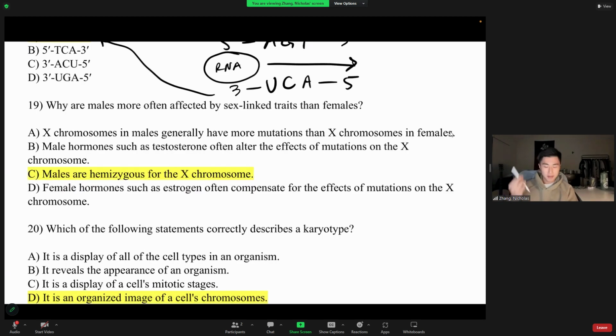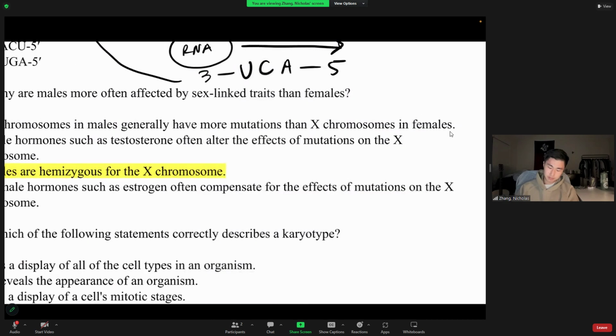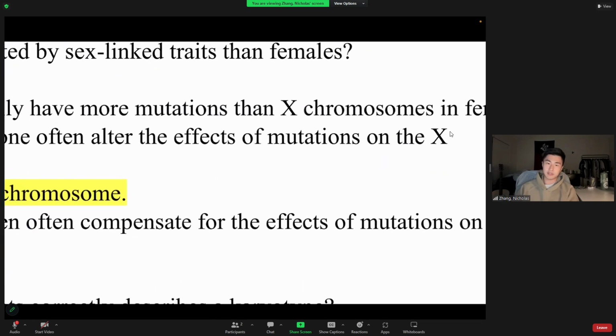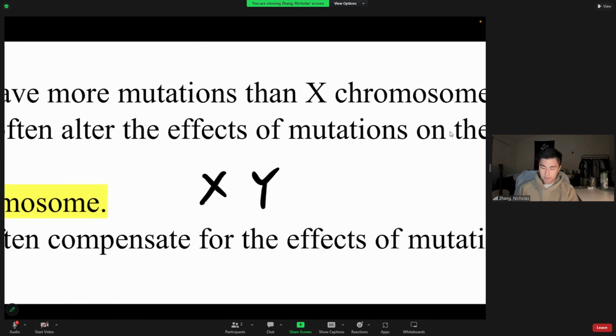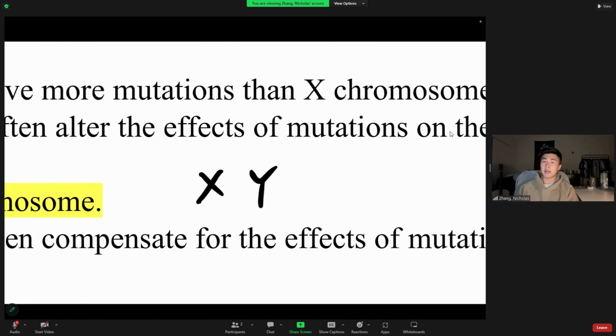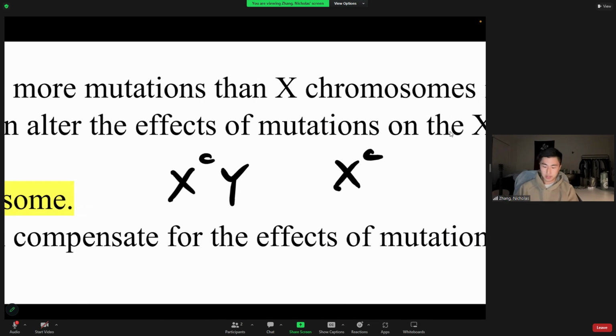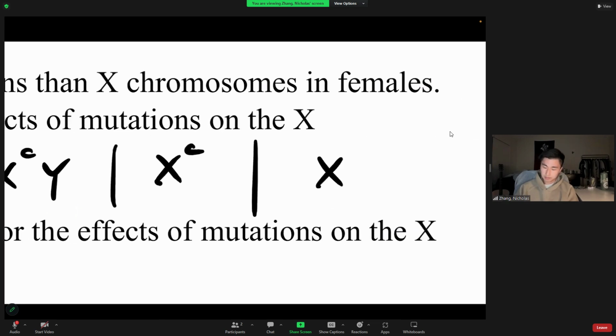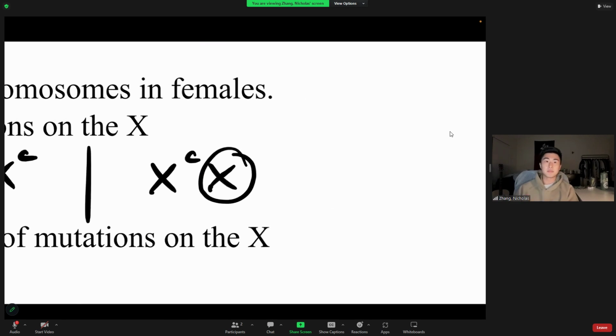It is because males, in the case of like humans and Drosophila or fruit flies, males are X and Y, right? So if we had a disease that was a recessive X-linked disease called XC, I guess, or that's the allele that messes it up. Even if we only got one copy of it as a male, you're going to express that disease. Whereas females, even if they only have one copy, this copy is going to be taken over. This one's going to be inactivated.